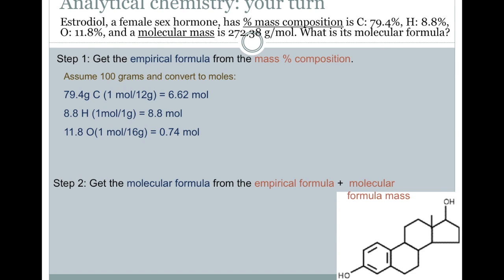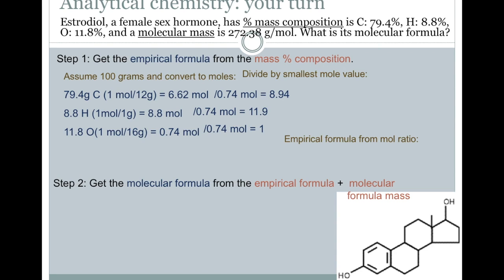So first of all, assume 100 grams, just like we did in the past. So that's 79.4 grams of carbon, and then divide that by 12, which is the molar mass of carbon. So that's 6.62 moles of carbon, and then 8.8 grams of hydrogen divided by 1 gram. So that's 8.8 moles, and then 11.8 grams of oxygen divided by 16 is 0.74 moles. Divide by the smallest number that we have, which would be 0.74. So that's going to be 1 oxygen to about 12 hydrogen to about 9 carbon.